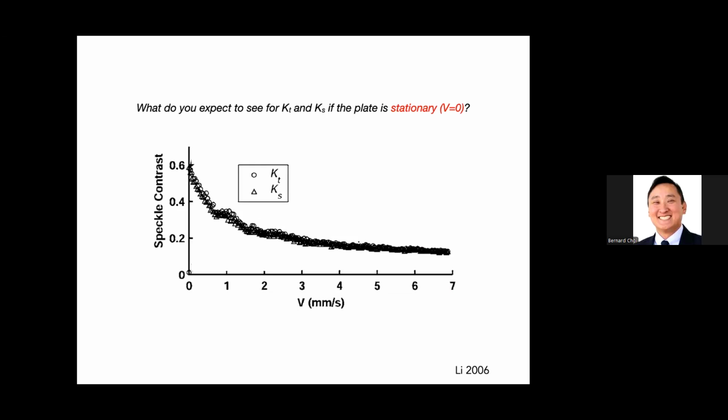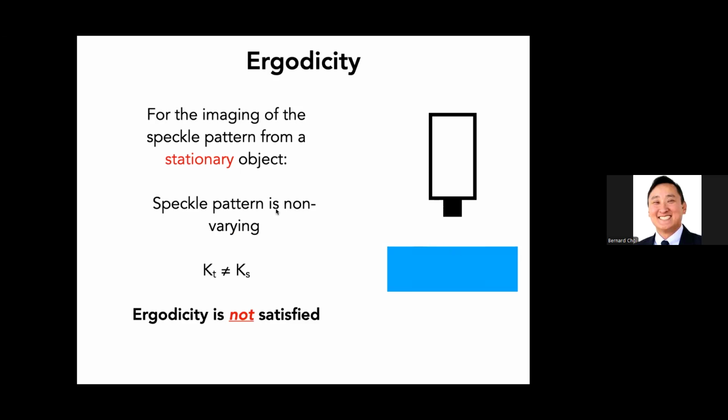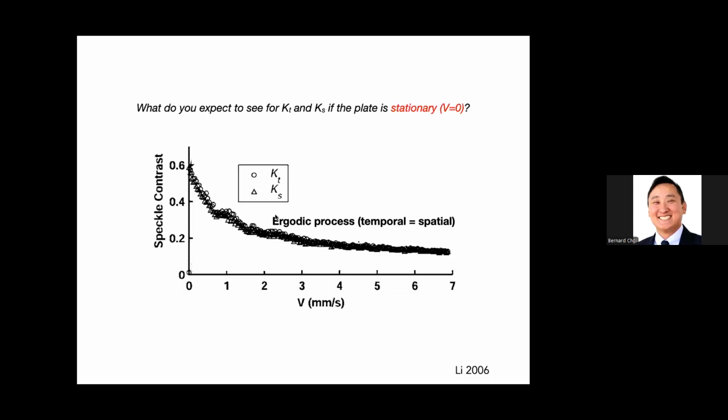So then when we went to the stationary one, if we actually go to the full extreme, just go to the stationary object, the spatial pattern is not varying in time, right? We have a pattern that comes back to here, but the pattern's staying the same with each frame that we got. So in this case, the temporal and the spatial statistics don't agree. And so this is the case where ergodicity is not satisfied. So this is an ergodic process when it's moving, but when it's not moving, it's not ergodic.